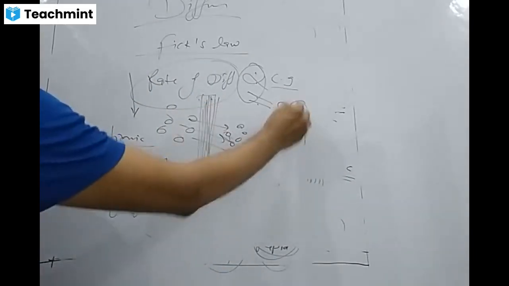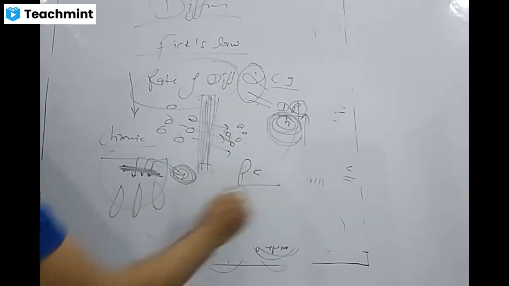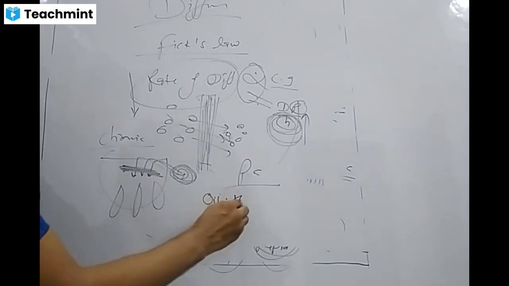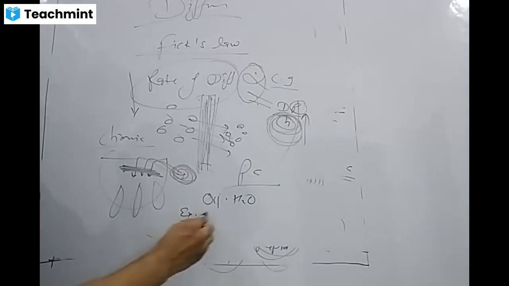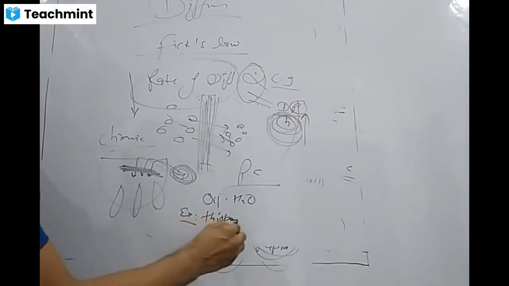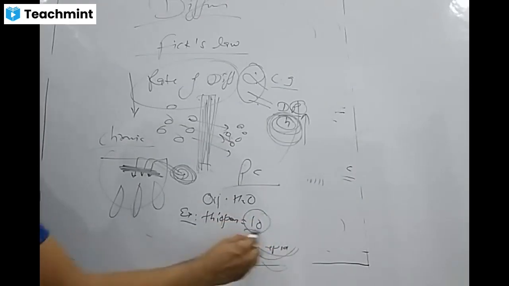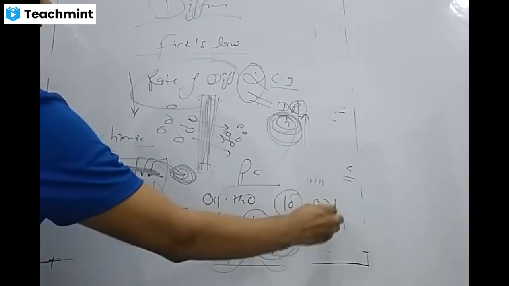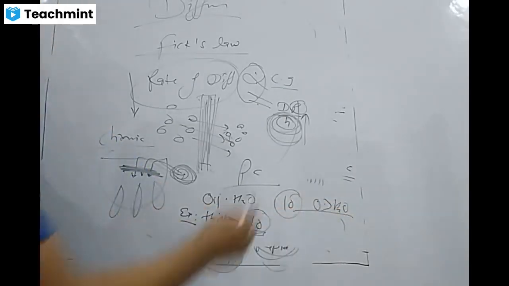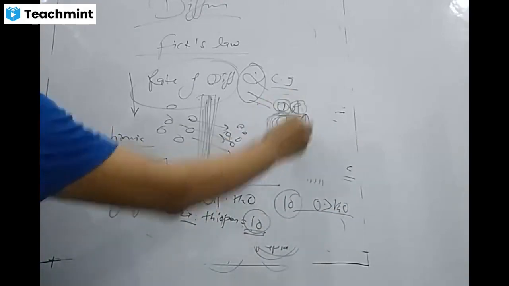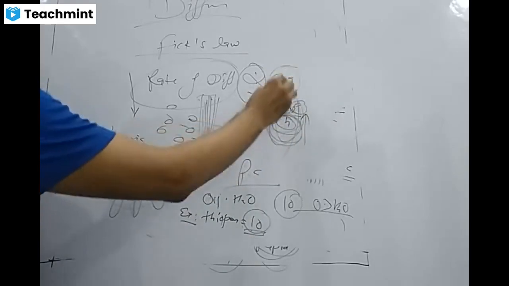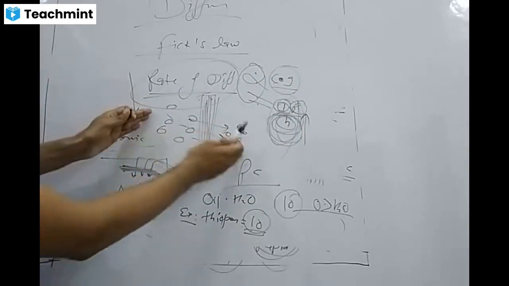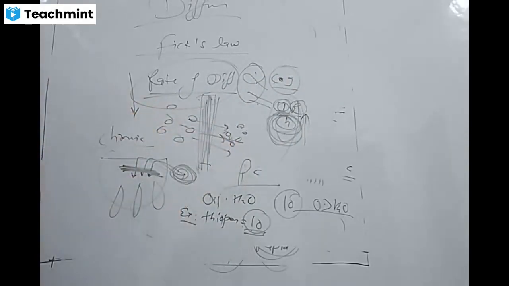And second is P, partition coefficient. Partition coefficient means solubility in oil versus water. For example, thiopentone has a partition coefficient of 10. It means thiopentone is 10 times more soluble in oil as compared to water. And D is diffusion coefficient. So these all are constant, and this is the concentration gradient. So rate of diffusion is directly proportional to concentration gradient. The more the concentration gradient, the more it will cross, the more the diffusion.